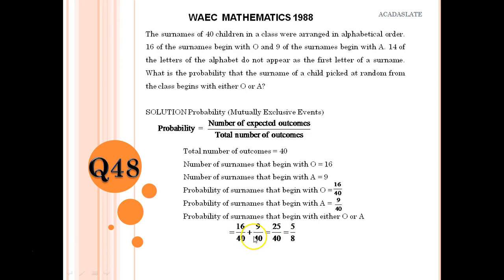And what is the LCM? The LCM is 40. And you have 16 plus 9 is equal to 25. So you have 25 over 40. Reducing it to lowest term, which you have is 5 over 8.